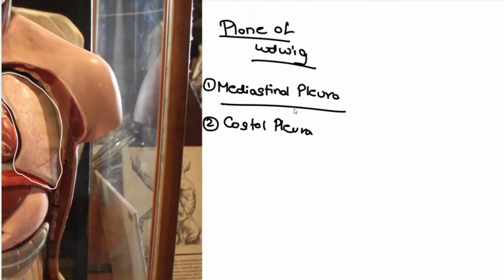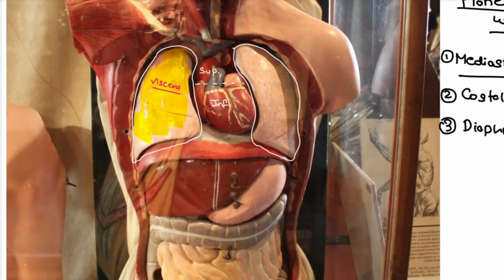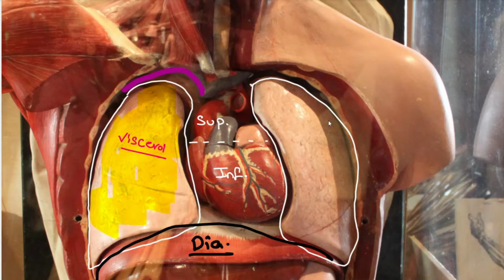Then we have the diaphragmatic pleura. The diaphragmatic pleura means that the parietal pleura is covering the diaphragm, which can be seen here marked in black color. So this is the diaphragm. And then we have the cervical pleura. So as the name suggests, cervical pleura means it is closer to the neck, since it has cervical in its name. So the upper part of the parietal pleura covering the lungs is referred to as the cervical pleura.